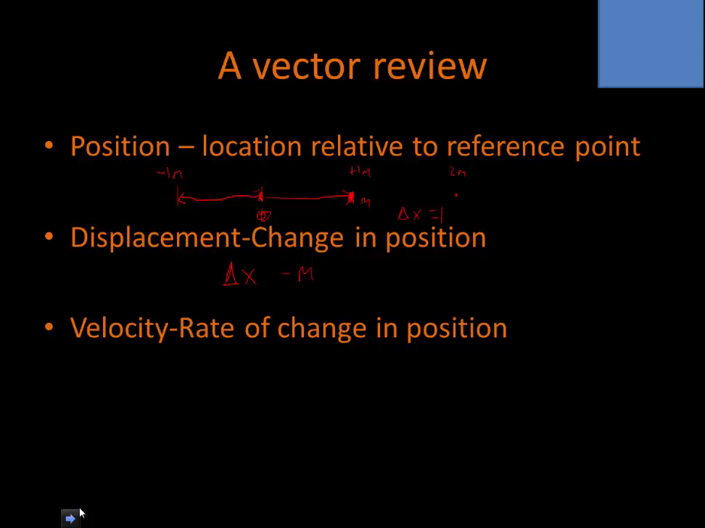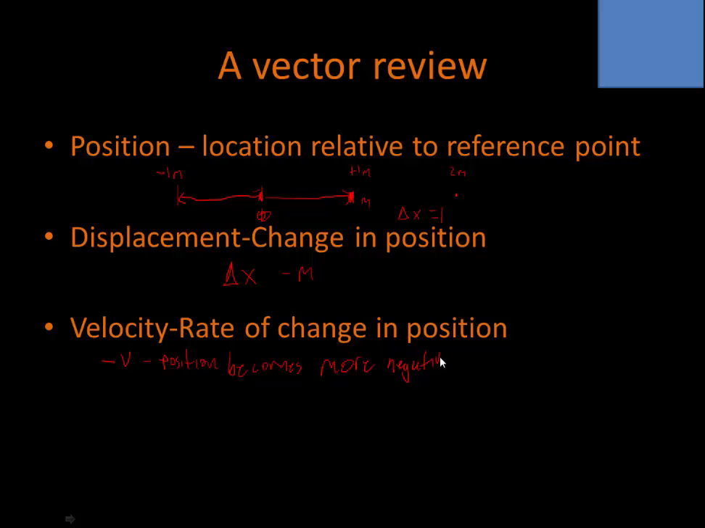It's a vector. The last vector that we know about is velocity, and it's the rate of change in position. Velocity is a little bit interesting because just like everything else, it can be negative or positive. A negative velocity doesn't mean necessarily you're moving backwards. What a negative velocity means is that your position is becoming more negative. Position becomes more negative.